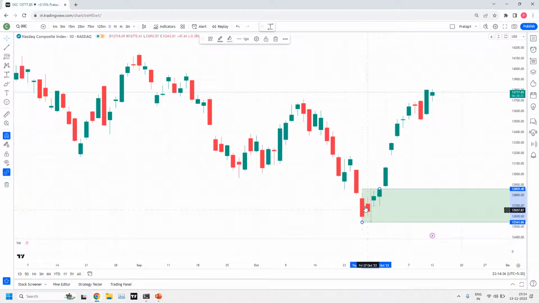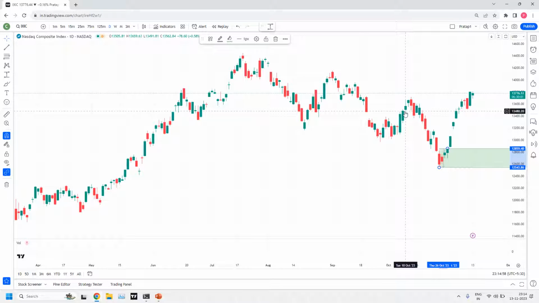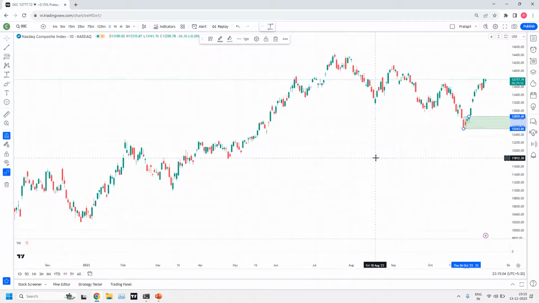So this is DBR. DBR is a short name for drop base rally. The pattern is DBR. See, you have to practice all these four patterns. We have only four patterns in supply demand zone price action. So you have to practice them. Let us look into some other zones.